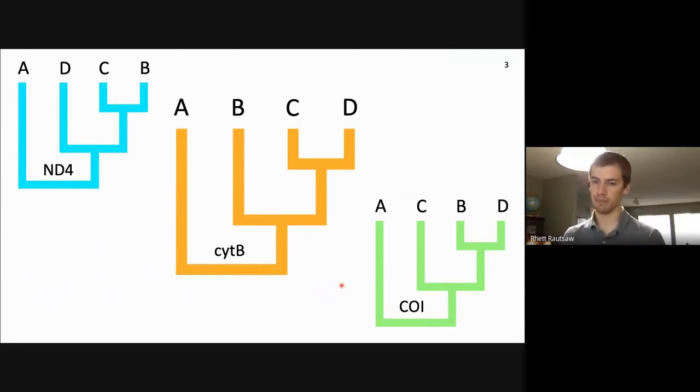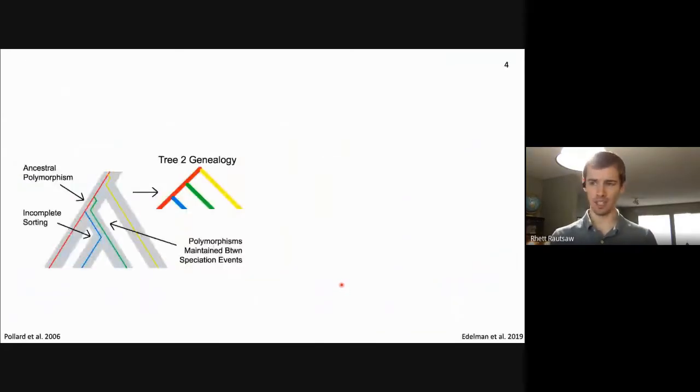Now, some of this incongruence among the phylogenies can be explained by something known as incomplete lineage sorting, or ILS. And broadly, ILS is a disagreement between the gene tree and the actual species tree. So in gray, you'll see the species tree, and the colored line inside that, and shown over here, is the gene tree. And the cause of this disagreement between the gene tree and the species tree is due to the occurrence of an ancestral polymorphism and how that polymorphism progresses through evolutionary time.